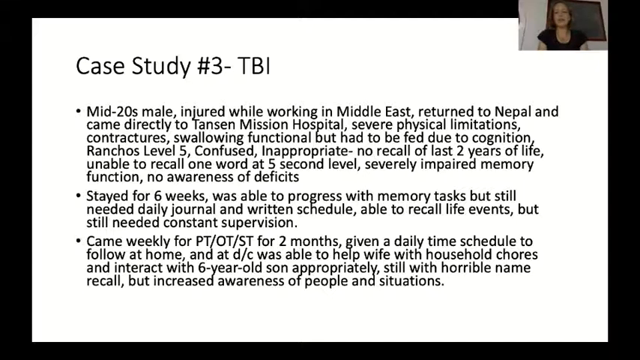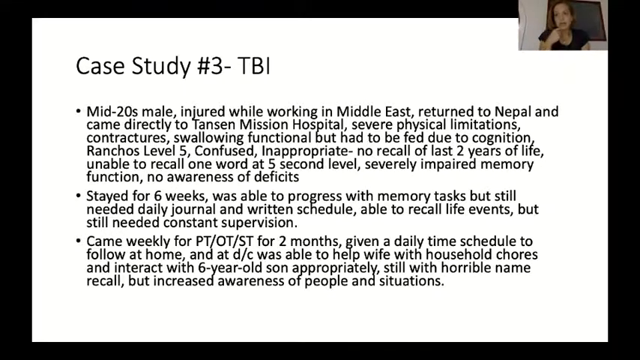And he was very confused, but he was inappropriate. So he wasn't agitated anymore, but he was, what's wrong? What am I doing? What am I doing? Where am I? What's happened? What's happened? Didn't remember going to the Middle East, even though he'd been there for over a year. Couldn't even remember one word at the 5-second level.